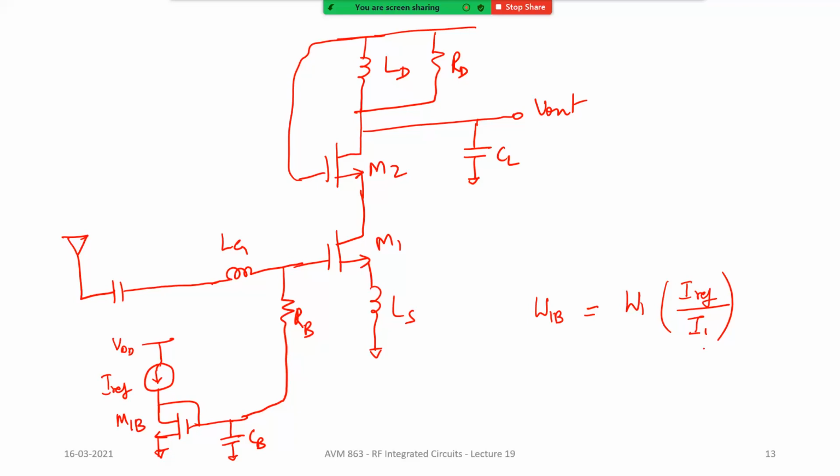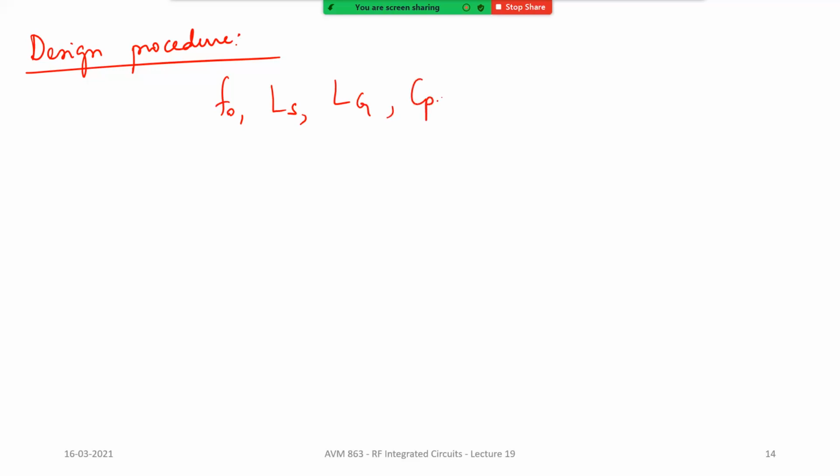Okay. Now how can you start designing? Let's quickly go through the design procedure. Okay. So what are the things that you know? You know the F0 at which your LNA needs to work at, right? And you also know, of course, the topology, right? And you also decide a certain LS, because if you have too many unknowns, it becomes very difficult. And you also decide a certain LG, okay? And then you also know what is your pad capacitance.